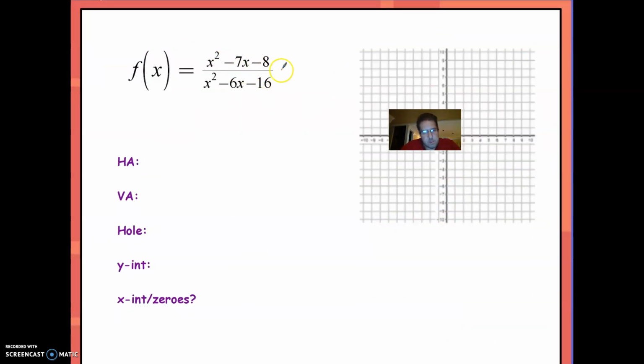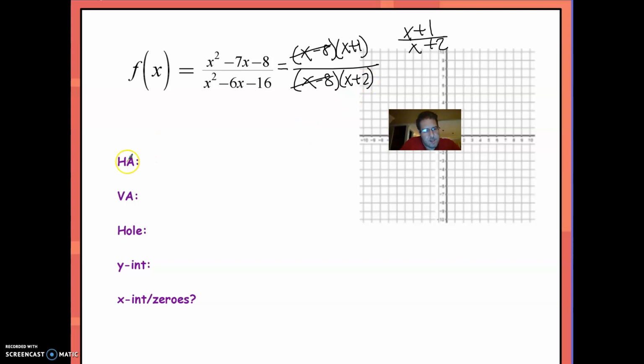All right, so same thing for this question. I look at the top and ask myself, what can I factor this to? So this would be x minus 8 times x plus 1. And the bottom's going to be x minus 8 times x plus 2. The x minus 8's cancel each other out, so you're left with x plus 1 over x plus 2.